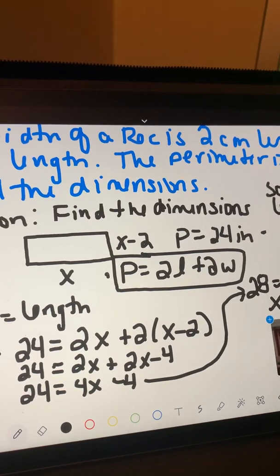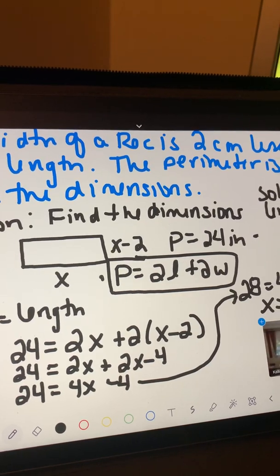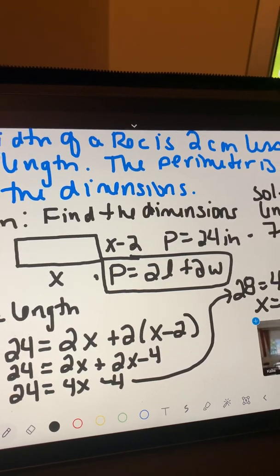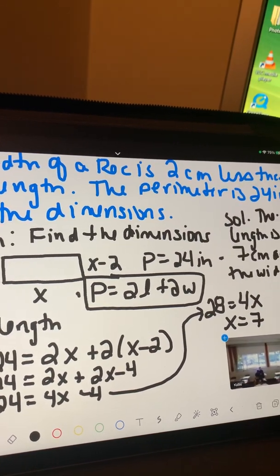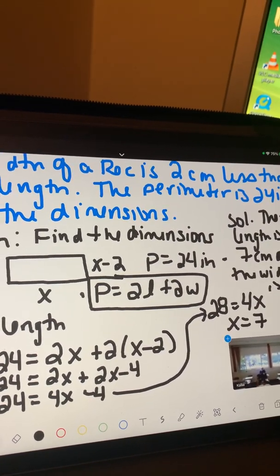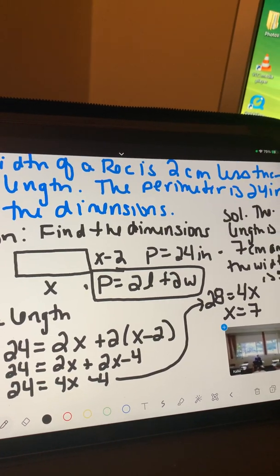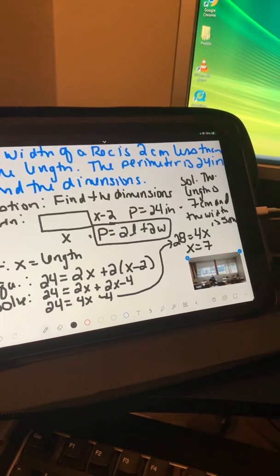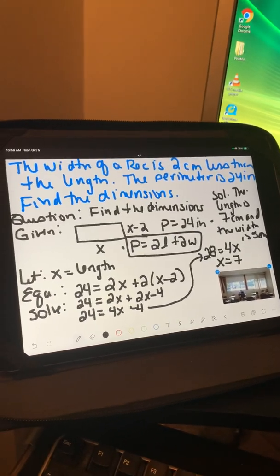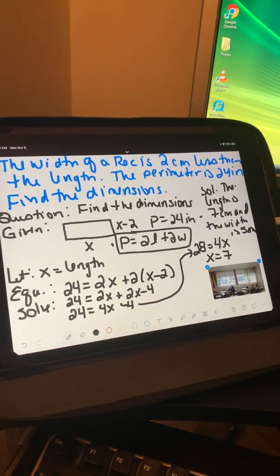So I would write, for my solution, the length is 7 centimeters, and the width is 5 centimeters. Okay, and then I am done. So the story problems aren't that bad. Okay, they're not too shabby.